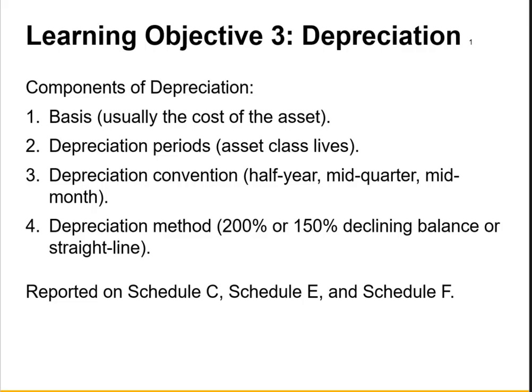Basis is the first one. That's usually the cost, but it can be something different than what you actually paid for it. There's a time period, how long it's supposed to last. And rather than letting you choose what that is based on the asset, pretty much the IRS dictates what that class life is.